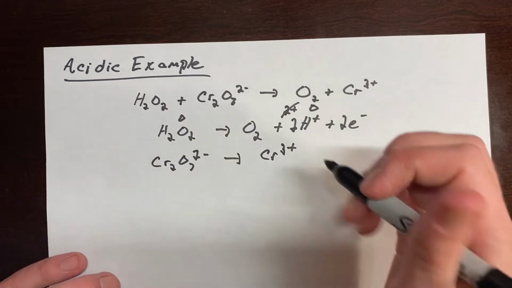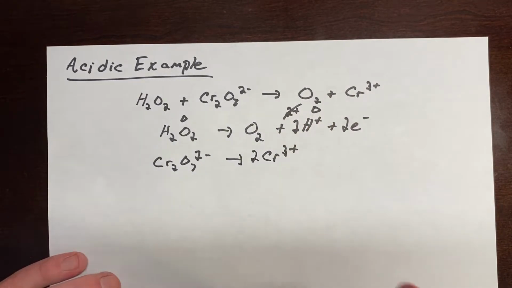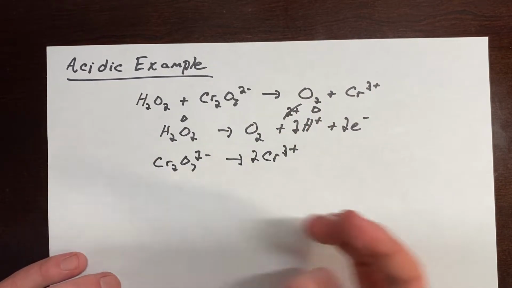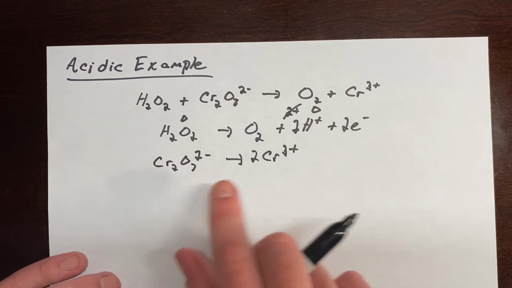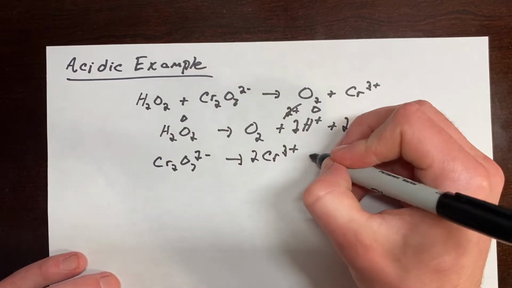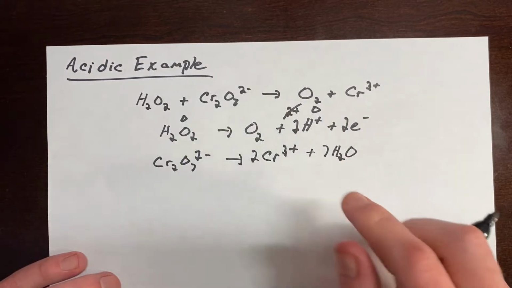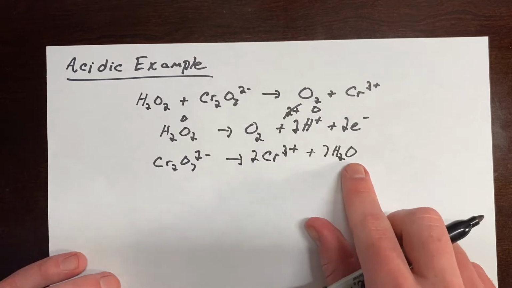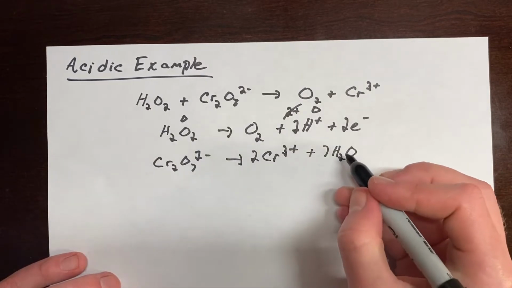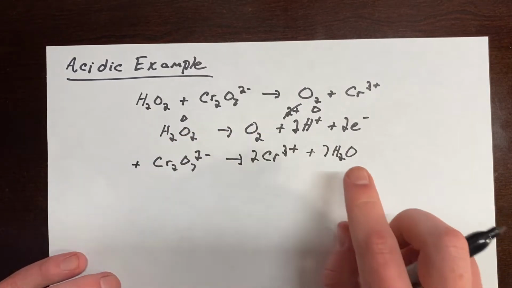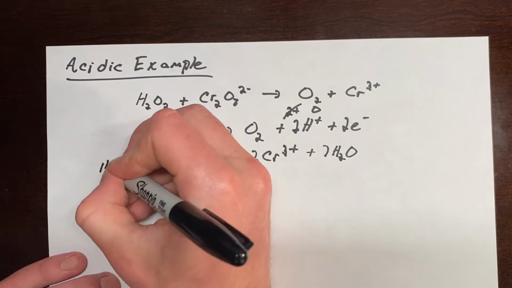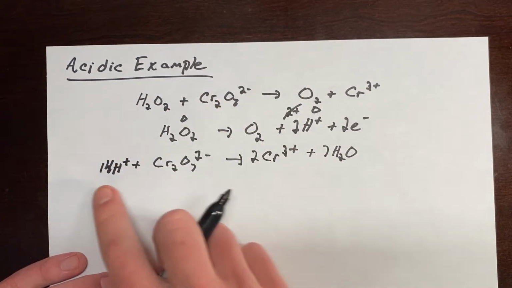And so first we're going to balance the elements that aren't oxygen, so it'll be chromium. So now we have 2 on both sides. Now we're going to add 7 waters over here so that we have 7 oxygens on both sides. Now we have 14 hydrogen ions, so we're going to add 14 H+ over here to have an equal amount on both sides.